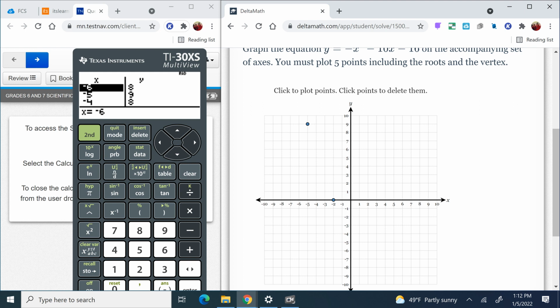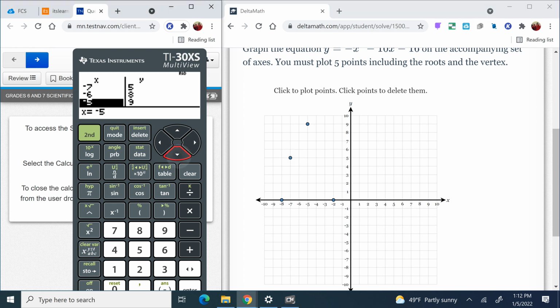Then I've got to find my other root. So I can keep going until I find my other root, which is going to be at negative 8, 0. But it says I need to plot 5 points. So just choose 2 other points on there. I can use -7, 5.